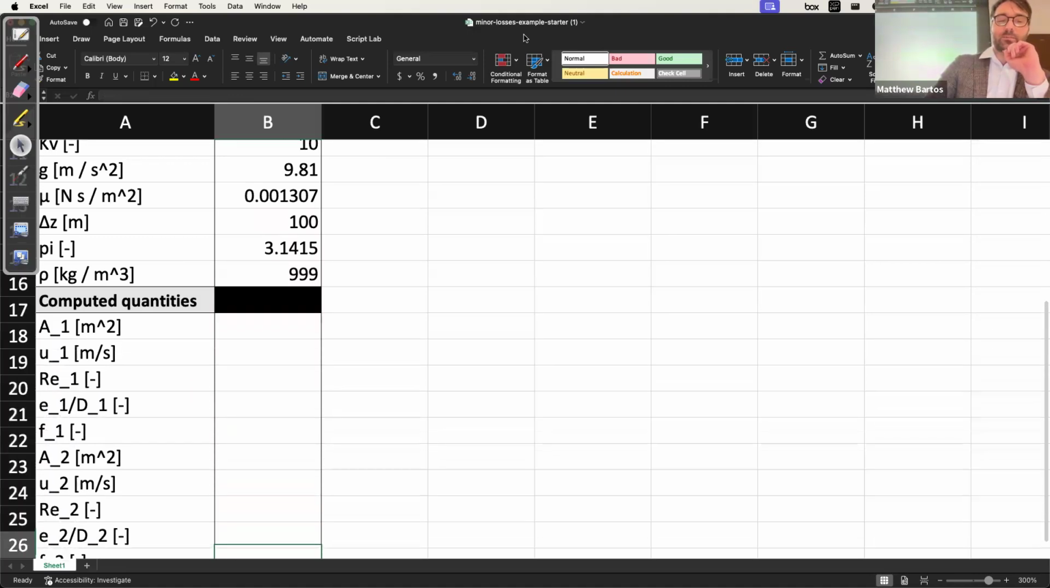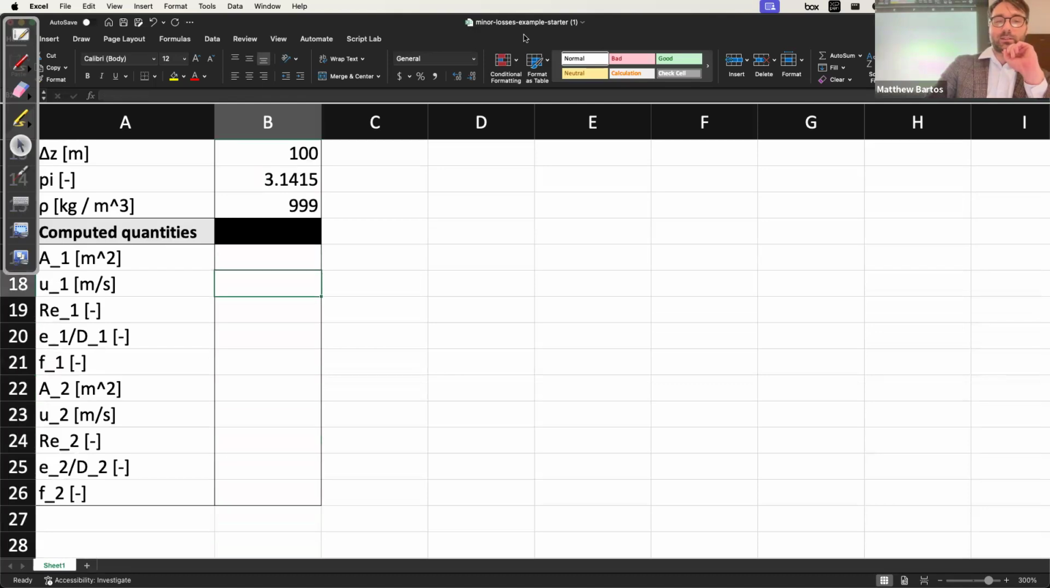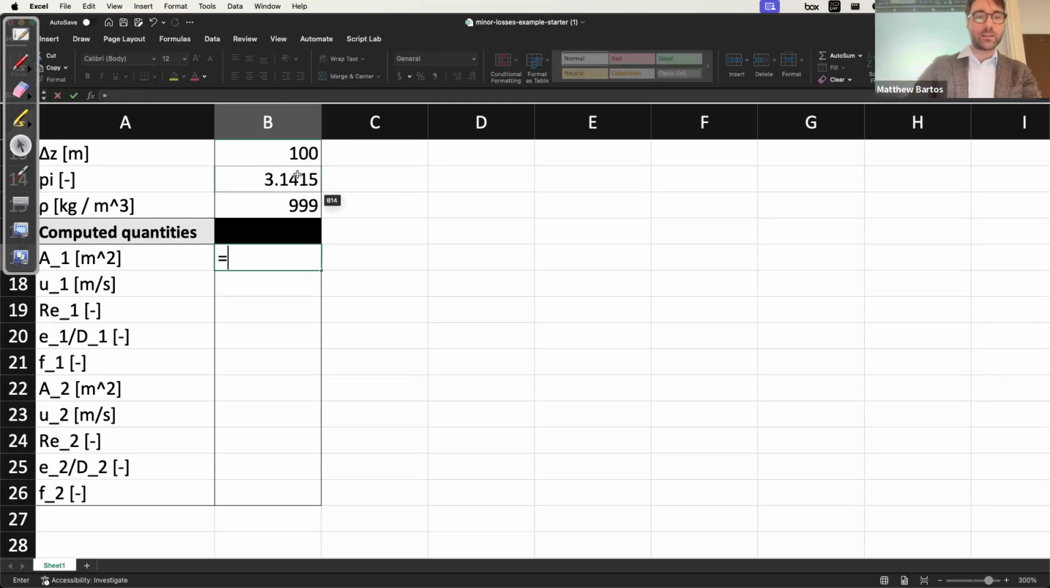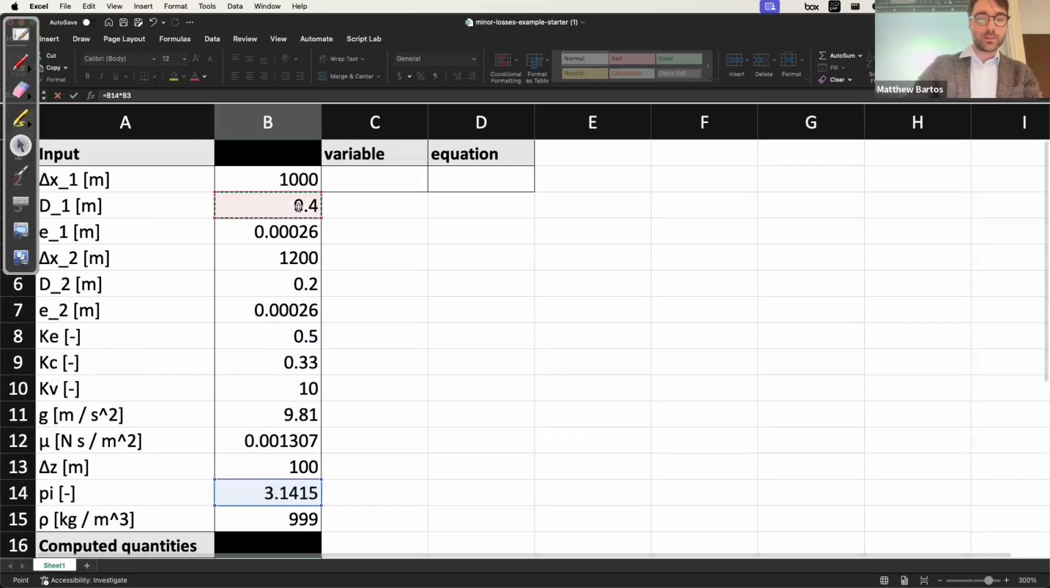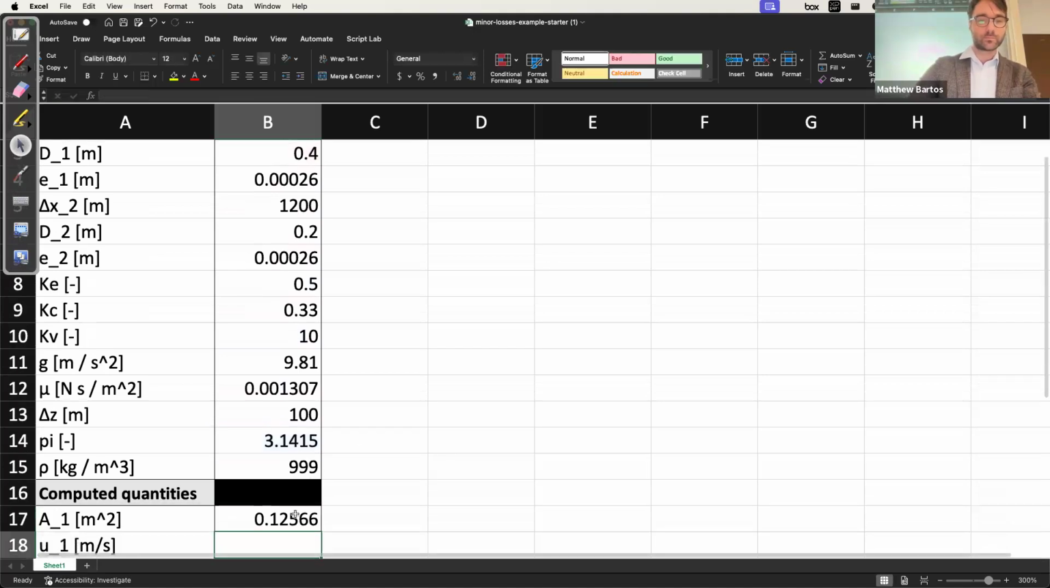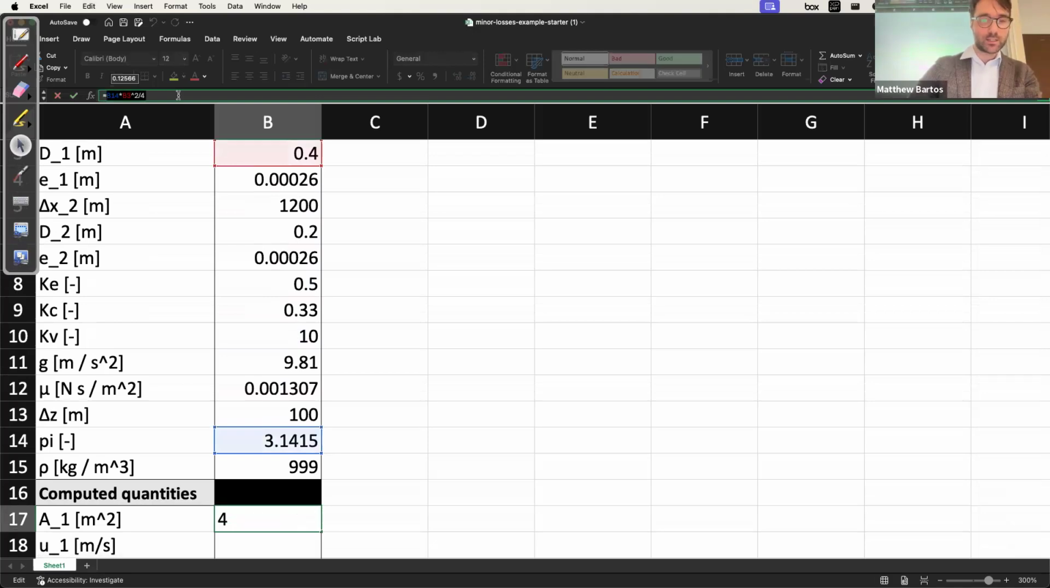Okay, so next we have some quantities that we can compute to make the objective function easier to express. So the area of pipe one, the cross-sectional area, is going to be pi times the diameter of pipe one squared divided by 4. Let me go ahead and paste this formula out to the side just so you can double check.